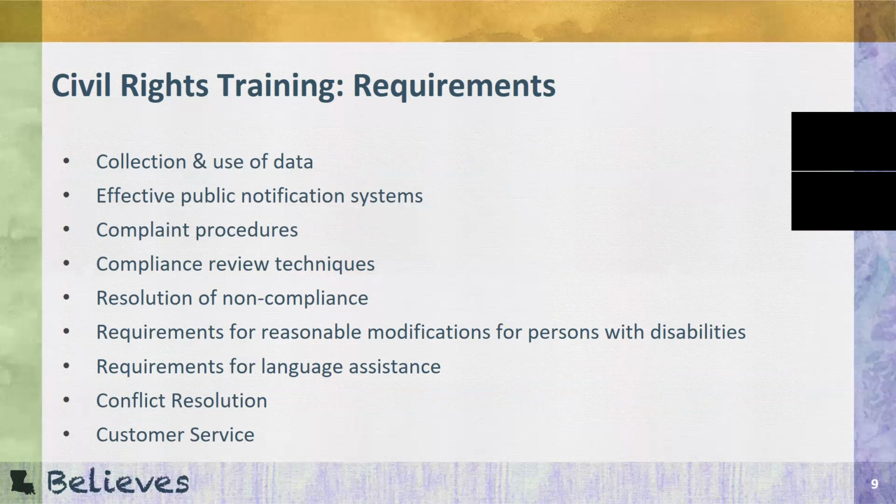Civil rights subject matter must include the following: collection and use of data, effective public notification systems, complaint procedures, compliance review techniques, resolution of noncompliance, requirements for accommodation of persons with disabilities, requirements for language assistance, conflict resolution, and customer service.